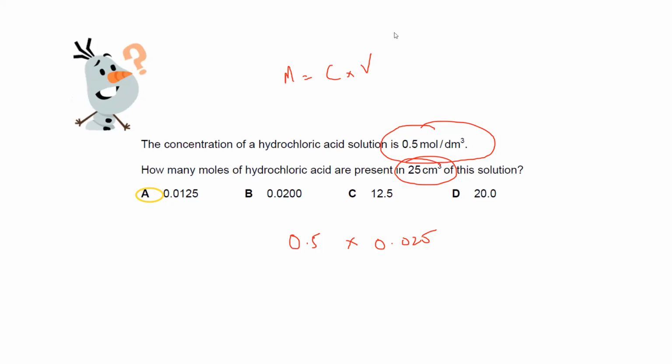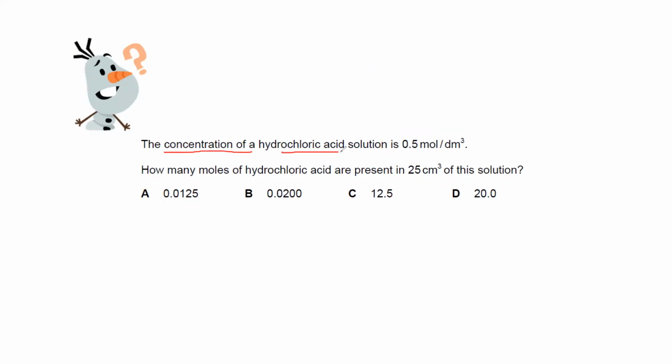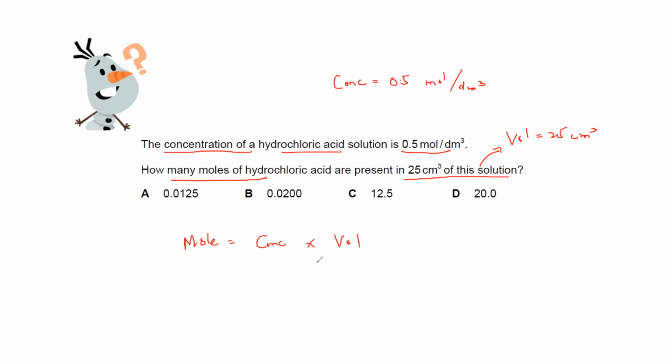As you can see in the question, the concentration of hydrochloric acid is 0.5. So concentration is given to you, which is 0.5. Unit of concentration is mole per dm cube. How many moles are there? So they're asking for moles, present in 25 cm cube of the solution. So volume is given, that is 25 cm cube. So the formula which relates concentration and volume: moles equal concentration multiplied by volume.